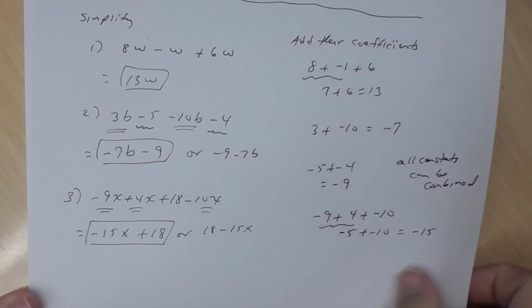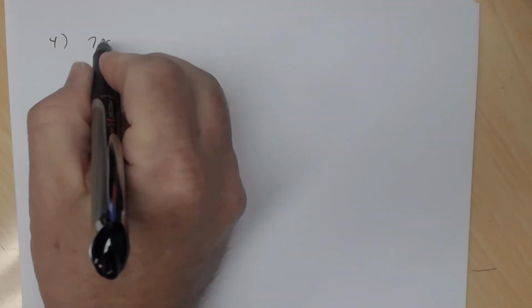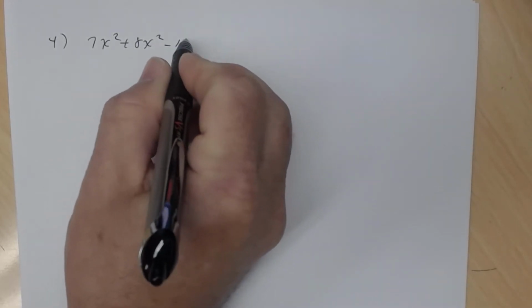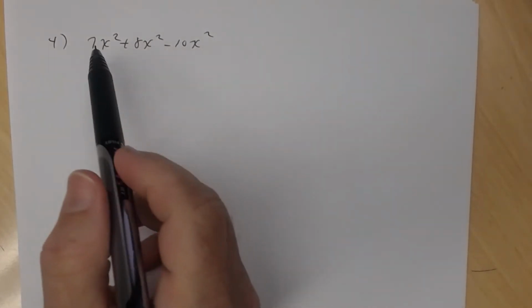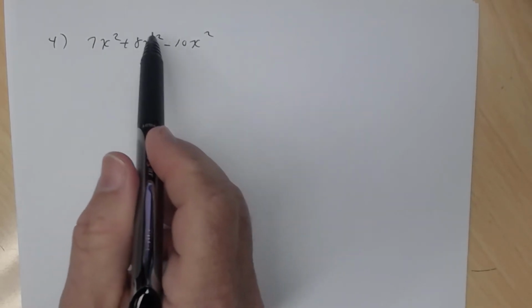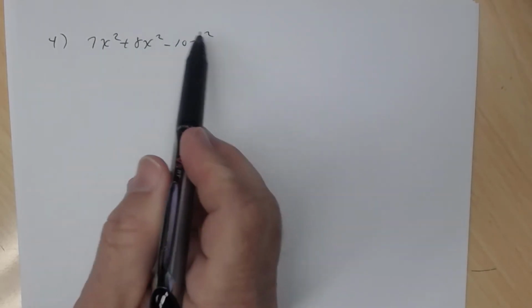Okay, so let's look at number 4. So number 4, let's suppose we had this. Suppose we had 7x squared plus 8x squared minus 10x squared. So 7x squared plus 8x squared minus 10x squared. All right, notice that these three terms, they're all like terms. They all contain the variable x, and they're all being raised to the same power. In this case, the powers are 2's.